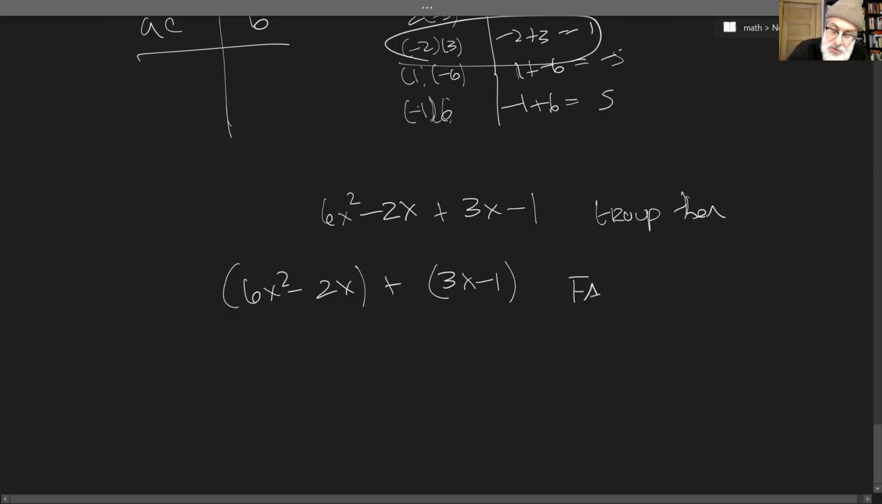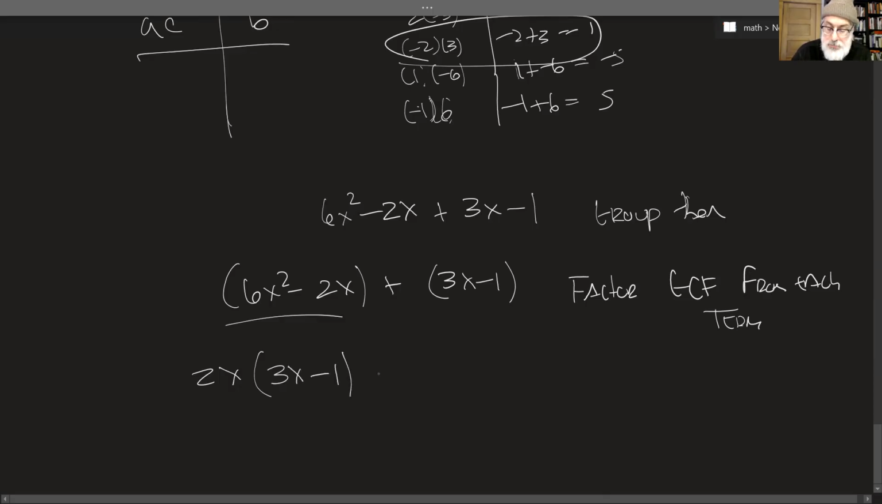And then we're going to factor the greatest common factor from each term. Not from the total, but from each term. So I'm going to look at what 6x squared and -2x have in common, and that's 2x. That leaves me with a 3x and -1. And then we have a 3x minus 1 over here. Now you can tell we did this in such a way that we are left with two binomials that are exactly the same, and that's on purpose.